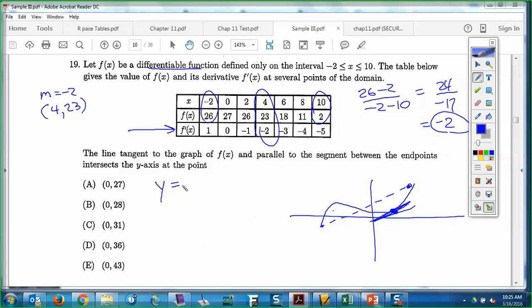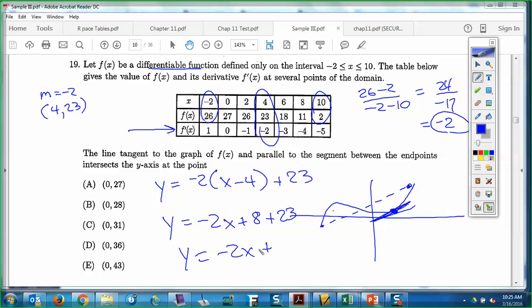So it's just another way, different than we've ever seen before, of doing a tangent line problem. Remember, what do you need for a tangent line? You need slope, you need a point. Since they told us it was parallel to the segment between the endpoints, we had to do the slope between the endpoints to see what our slope was, negative 2, and then what point had that slope, and that's (4, 23). And now we just go y equals negative 2 times (x minus 4) plus 23, and then work it out. And they want to know where it intersects the y-axis. That's like your y-intercept. So negative 2x plus 8 plus 23 is y equals negative 2x plus 31.